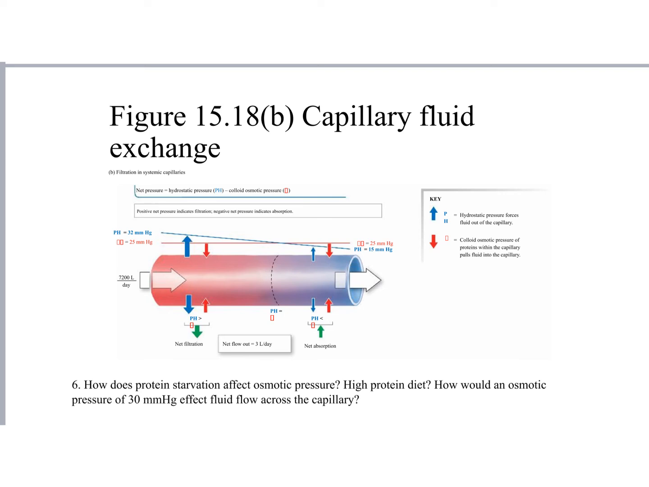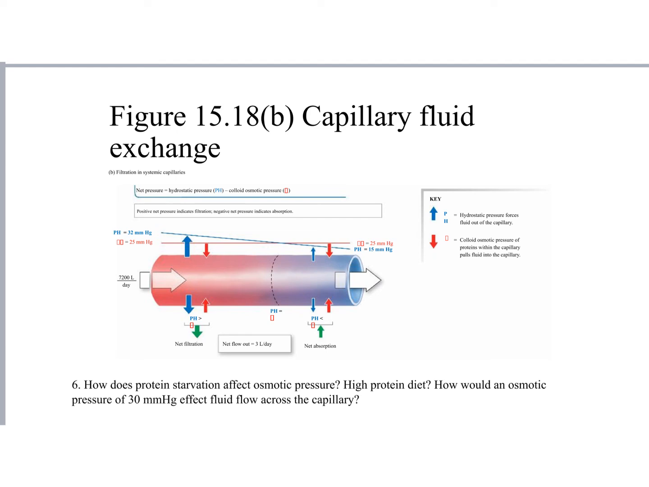Well, if you're starving yourself for protein, then you're starving yourself of amino acids, and the liver needs amino acids to make albumin. It needs amino acids to make other proteins that are important for the body. So if you're starving yourself of proteins, then the liver has to get those amino acids from somewhere, so it's going to get the amino acids from the albumin that's already existing. So protein starvation would reduce or lower osmotic pressure. Now, how would a high protein diet affect osmotic pressure? Well, a high protein diet would increase the osmotic pressure.